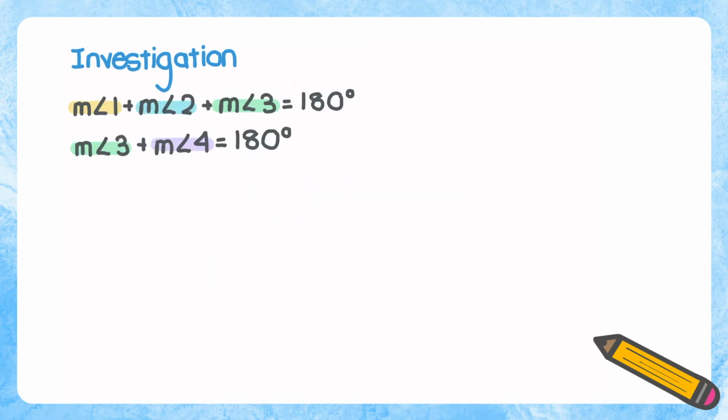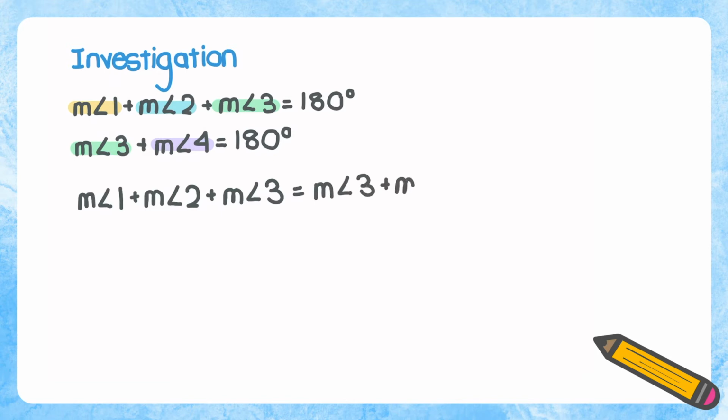Alright, so I rewrote it because I needed more space. These are the two equations we found. Notice how they both equal 180 degrees. So that means we can set the left sides equal to each other. So that's what I'm writing right here. And here we use the idea of the substitution property of equality because both equations originally equal 180 degrees.